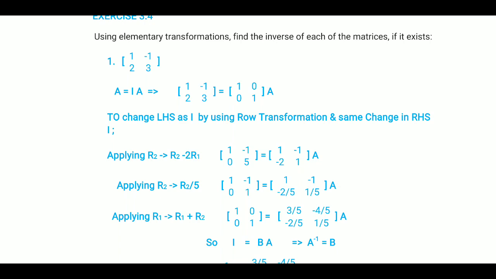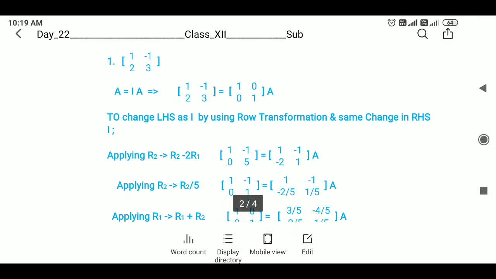Now applying R2 becomes R2 upon 5. So the change will be on row 2. R1 remains the same, 1 minus 1. R2 becomes R2 upon 5, it means 0 upon 5, 0, 5 upon 5, 1. And a similar change will be on the RHS, 1 minus 1. R2 becomes minus 2 upon 5, 1 upon 5.